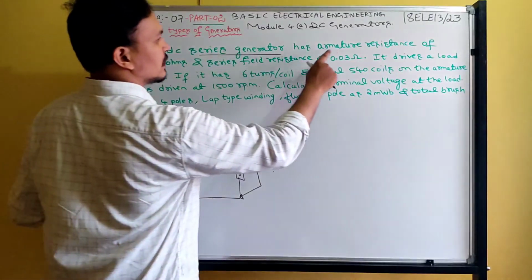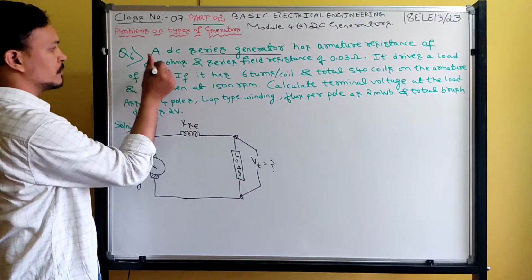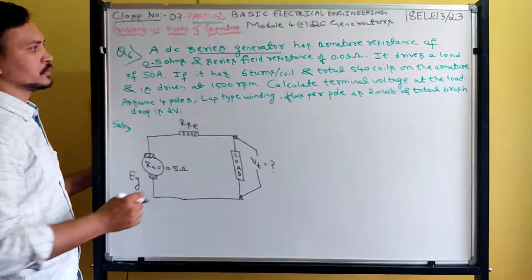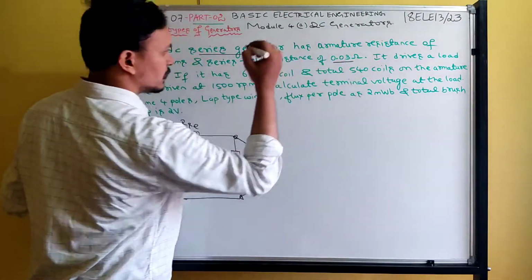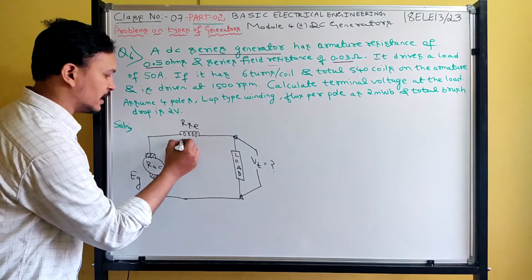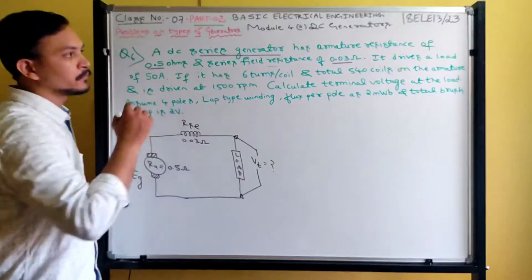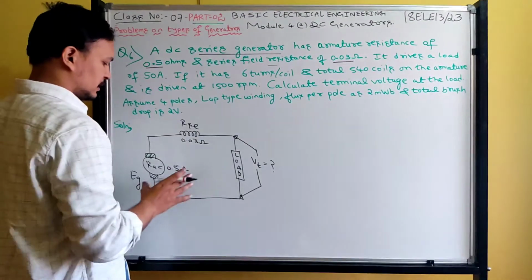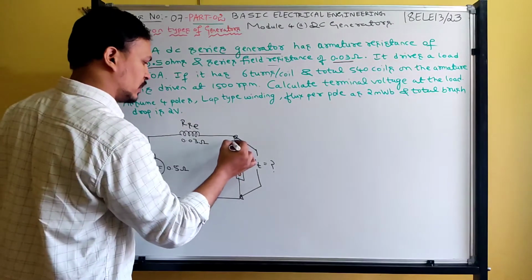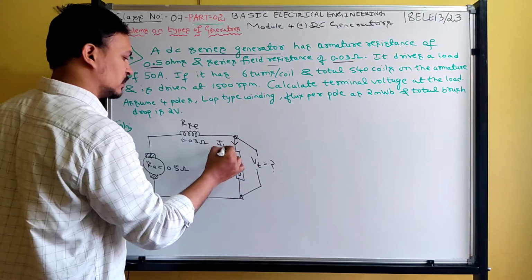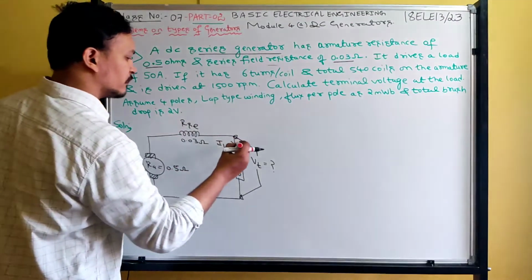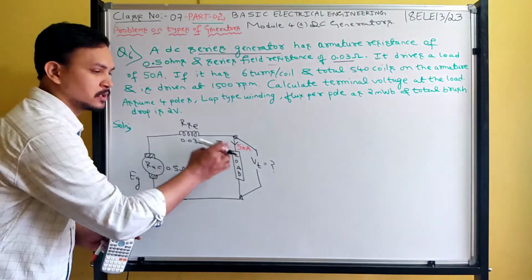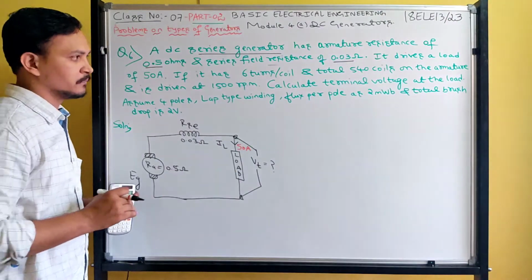A DC series generator has an armature resistance of 0.5 ohms and a series field resistance of 0.03 ohms. What is the value of Rsc? 0.03 ohms. It drives a load of 50 ampere. This generator is driving the load of 50 ampere. So the load current is 50 ampere. That will be written here.